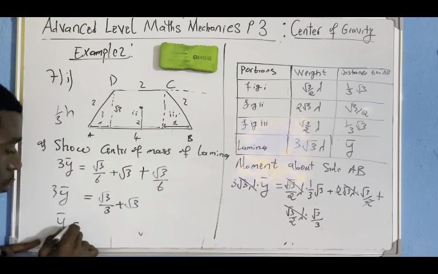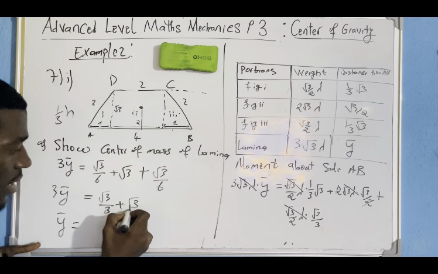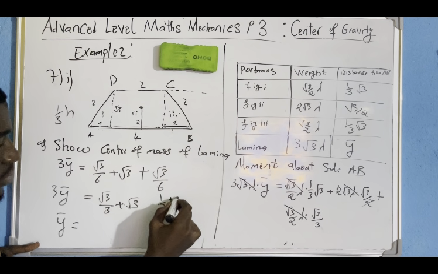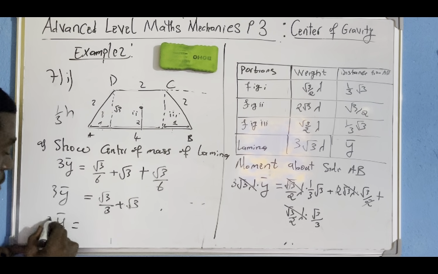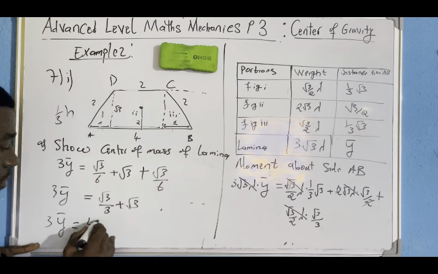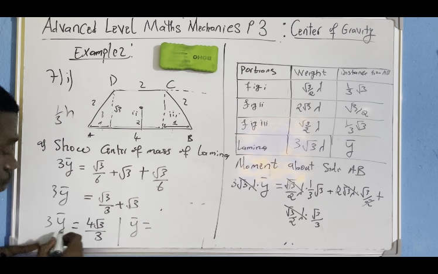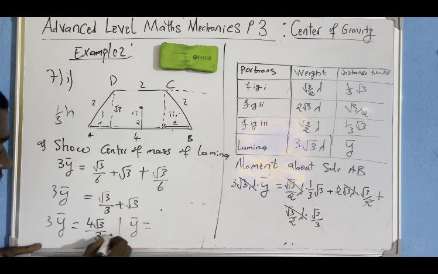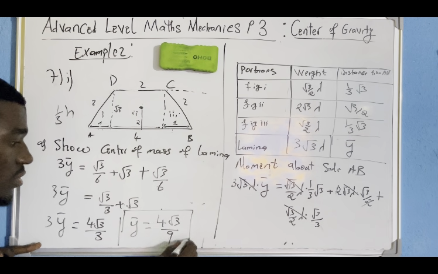So my y bar now will be equal to what? LCM here. You see that here is the same as 1 all over 3 plus 3 all over 3. So it is 4 all over 3. So I will have 4 root 3 all over 3. Therefore, making y bar the subject, I will divide here and have 4 root 3 all over 9. That is the proof. As easy as that.